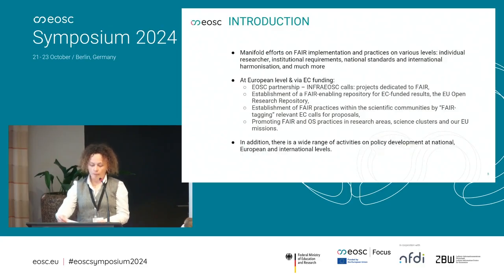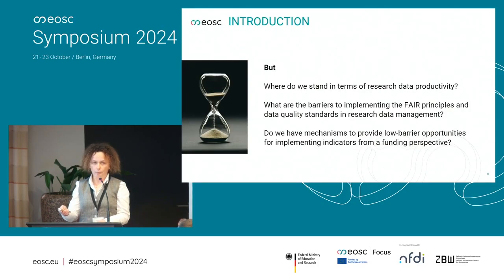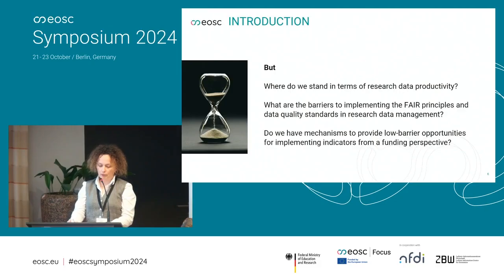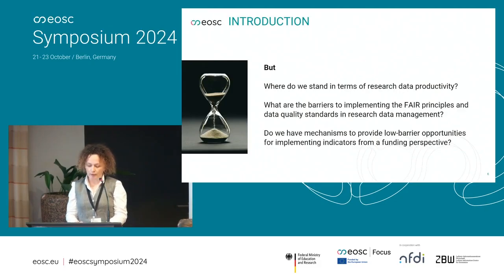To cut a long story short, there are lots of initiatives and funding to develop the implementation of FAIR. But where do we stand in terms of research data productivity? This is a question we would like to address today. What are the barriers to implementing the FAIR principles and data quality standards in research data management? And do we have mechanisms to provide low barrier opportunities for the implementation of indicators from a funding perspective? This is the objective and the focus of the two-day session. As Chris said, not a very technical one, but more on the level of policy development.